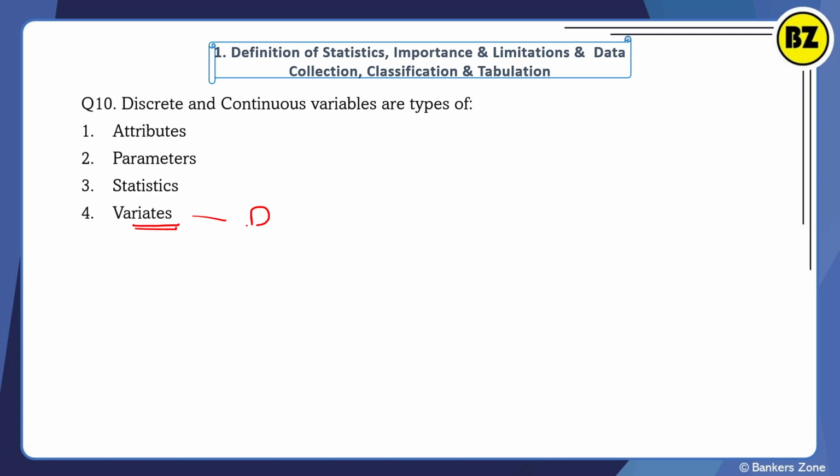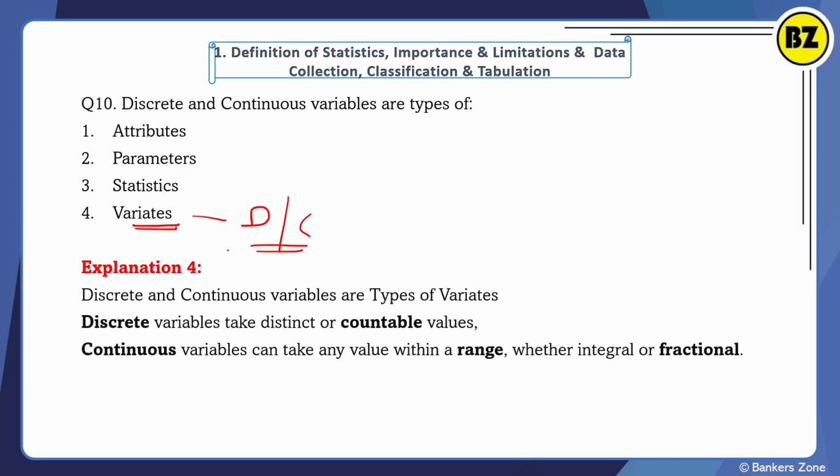Some variates can be discrete, some can be continuous. So the fourth is the correct option. See here, a discrete variable takes distinct or countable values, right? And a continuous variable can give you a range. It can be an integral or a fractional number.